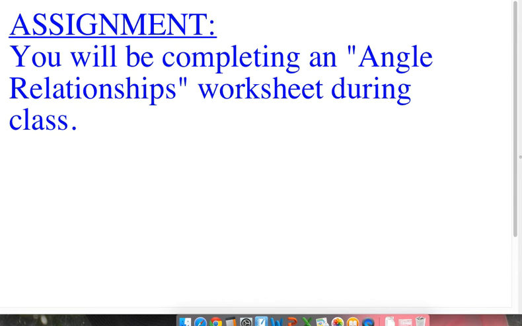And we are going to have an angle relationships worksheet that we're going to be working on during class for the next few days. So thanks for watching. I realize it was a lot of definitions. I think you'll get some good practice with this, and then hopefully these definitions will make a little bit more sense once you get some hands-on practice, all right? I'll see you in class.